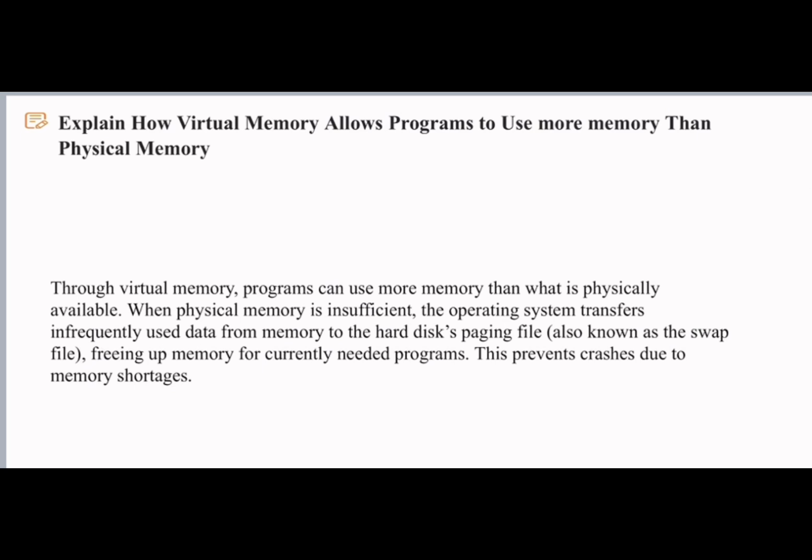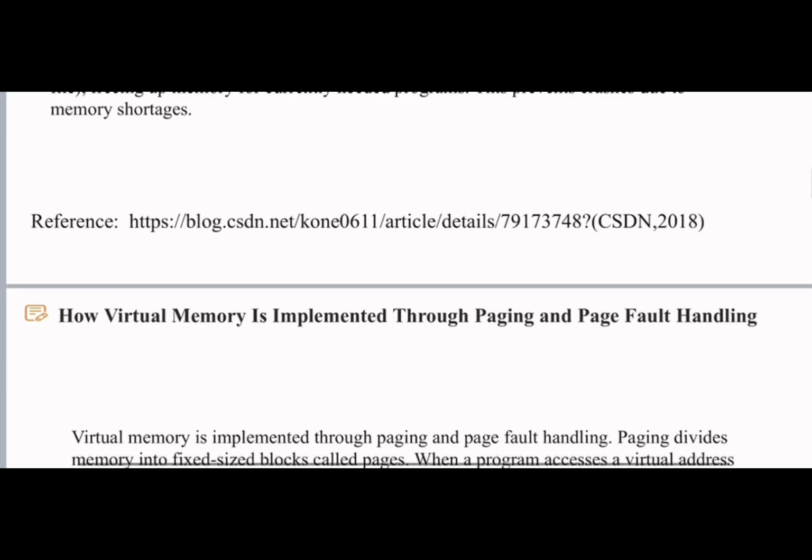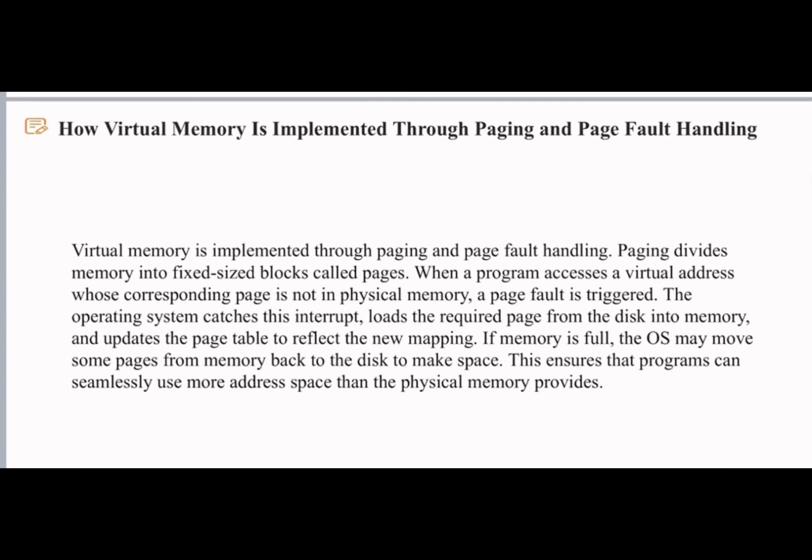When physical memory is insufficient, the operating system moves less used data to the hard disk to free up more memory for active programs. Then we discuss how virtual memory is implemented through paging and page fault handling. Memory is divided into fixed size pages. If the data a program needs is not in memory, a page fault is triggered and the operating system loads the page from the disk.